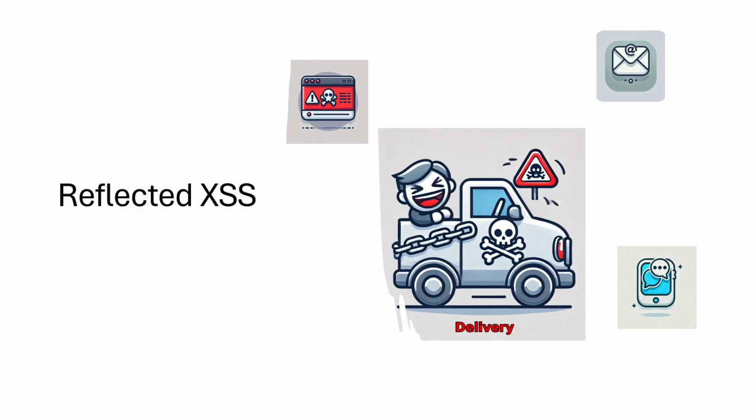The attack payload can be delivered to the victim in various ways, such as through email, SMS, social media platforms, or even by visiting a malicious website. Once the user clicks the link or submits a form, the browser sends the malicious payload to the vulnerable website, which then reflects it back and executes it in the victim's browser.